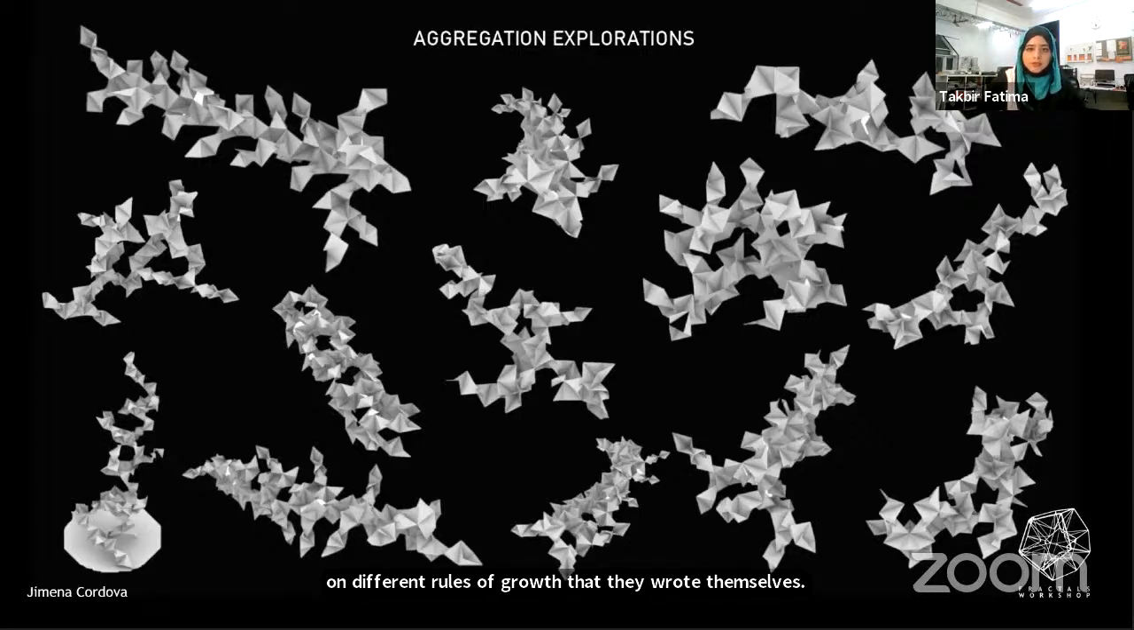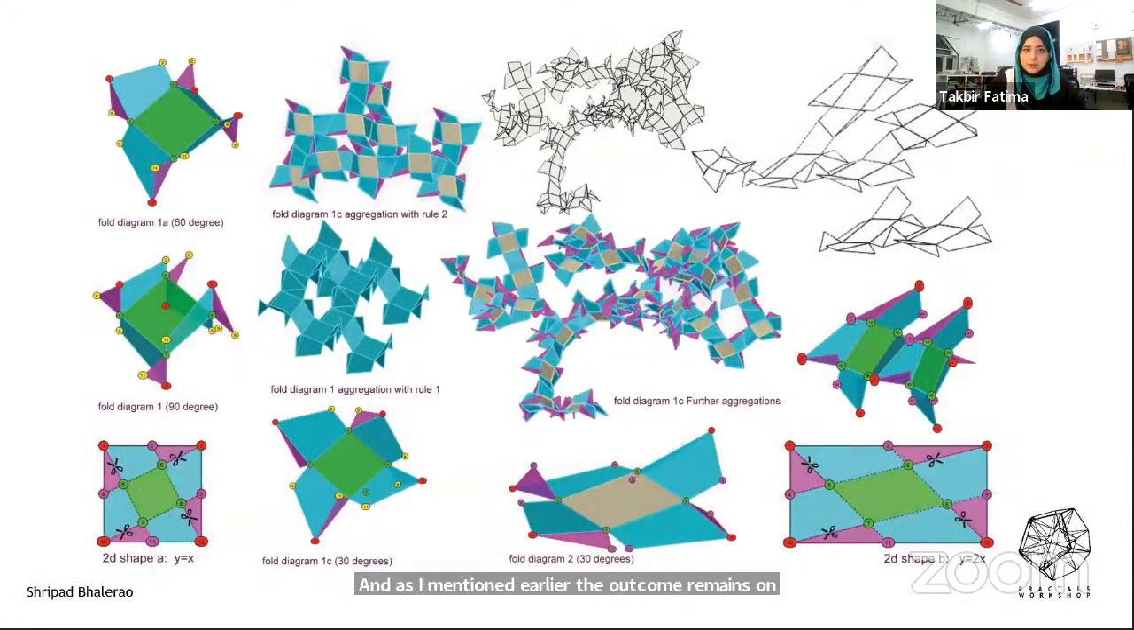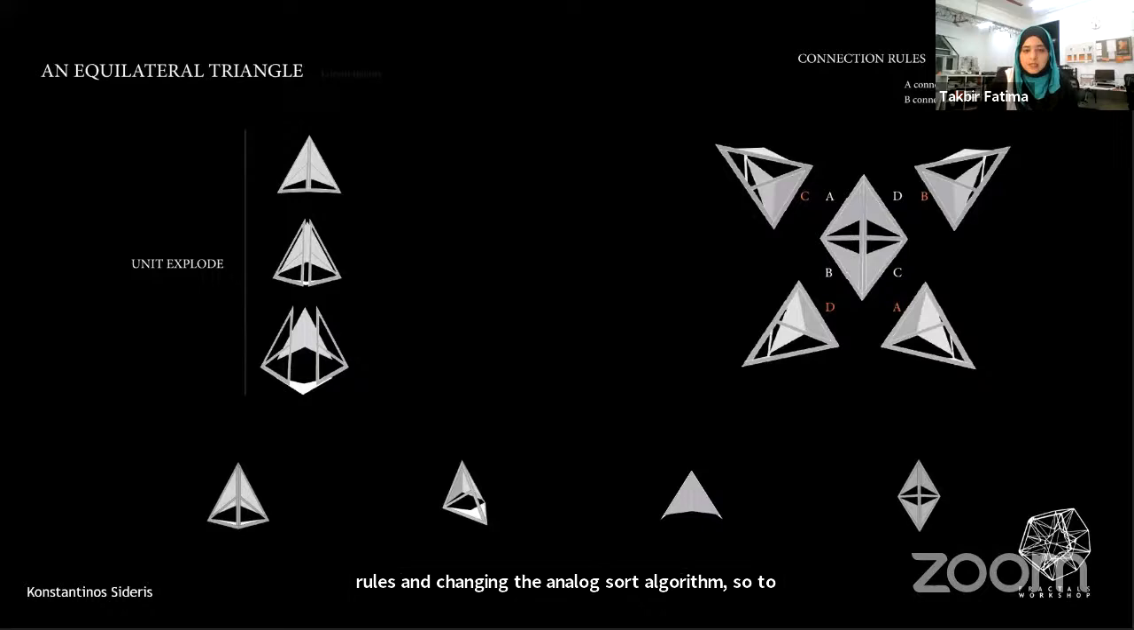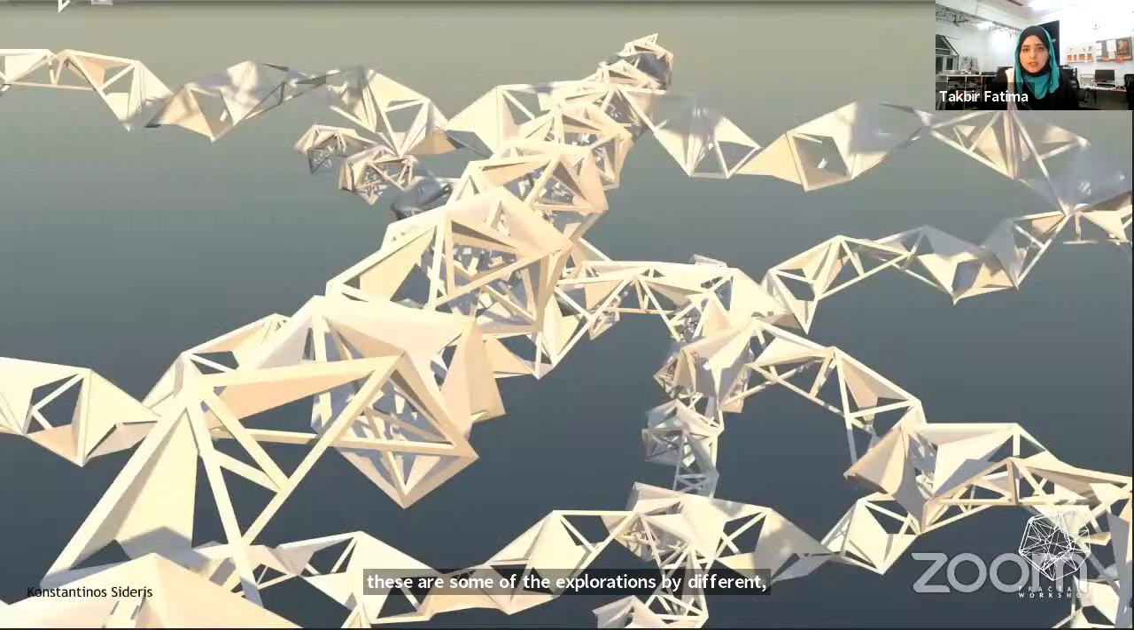And as I mentioned earlier, the outcome remains unpredictable and unknown. So it's more of an investigative, open-ended design research and formal development that you can see based on changing rules, changing the analog algorithm, so to speak. You get different kinds of outcomes. These are some of the explorations by different participants, and you can see that they begin to manifest into these aggregations, and the participants can take them to any level that they want.